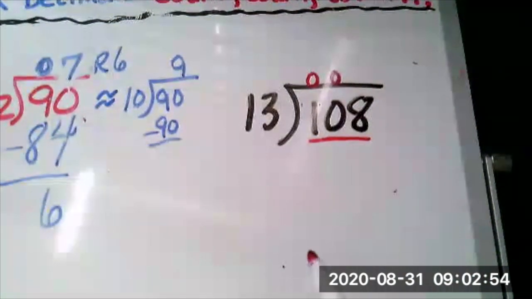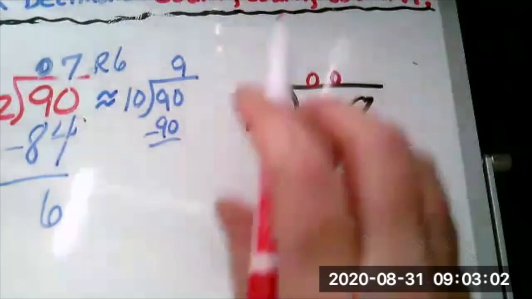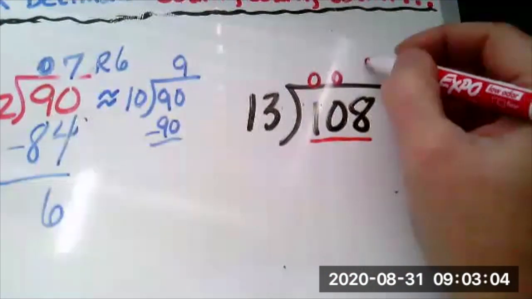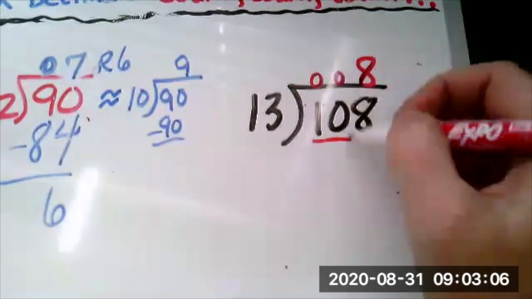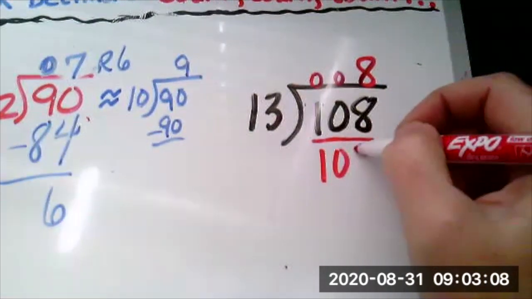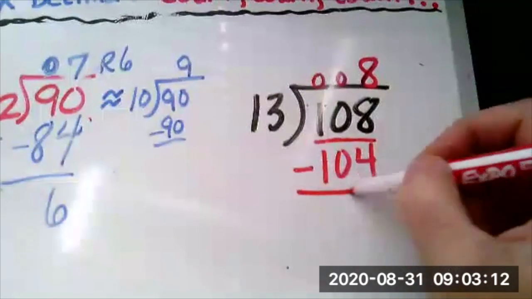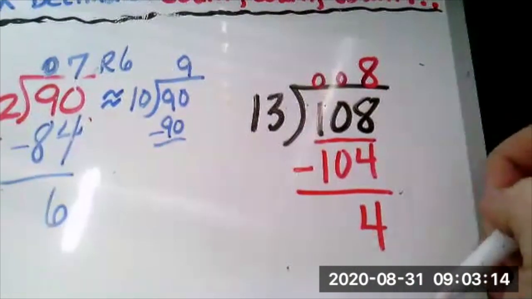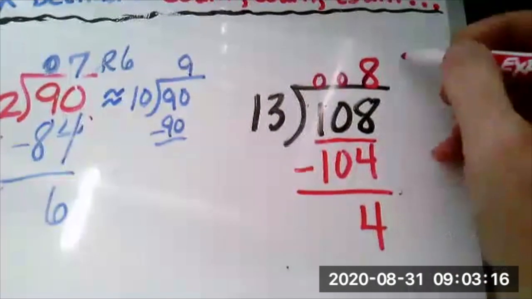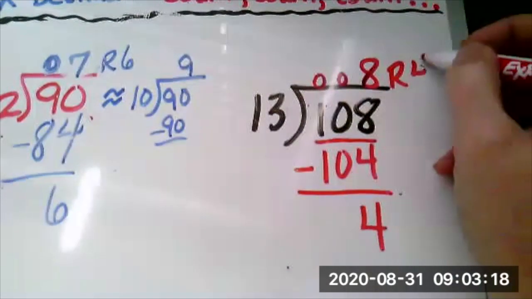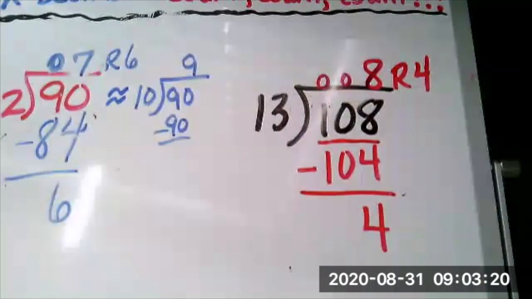I just started guessing something that was pretty close. I had figured out that 13 times 8 is 104. 13 times 8 is 104. Then you subtract, and you have a leftover, a remainder of 4. Remainder of 4. If you got that one, let me see your hands.